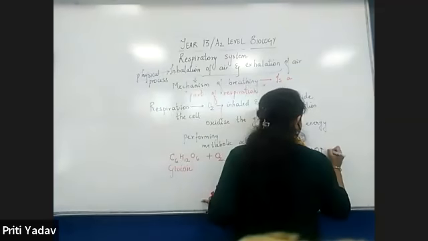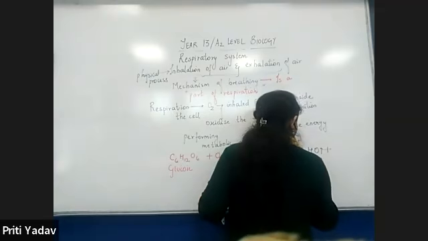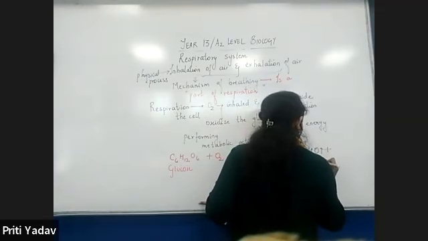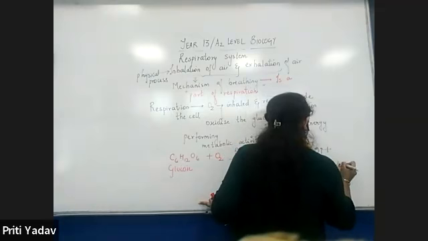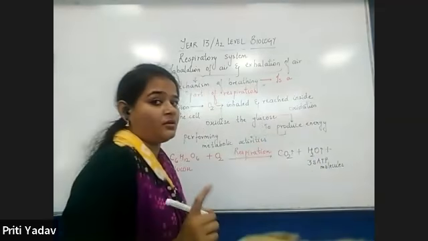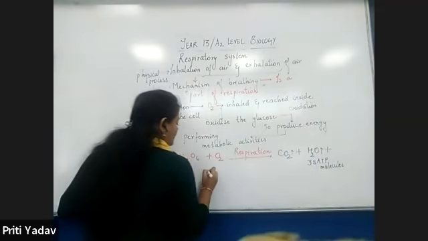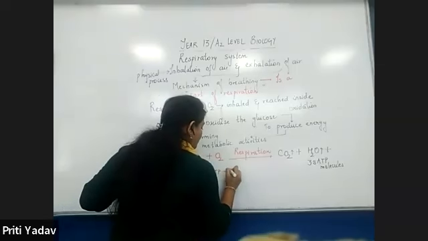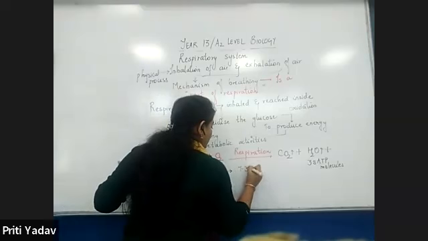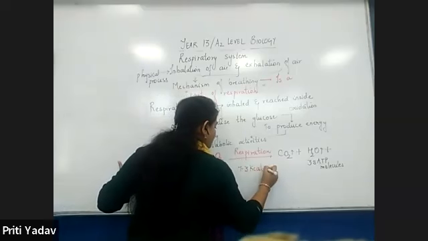And there is formation of 38 ATP molecules, where 1 ATP gives you somewhere around 7.3 kilocalorie energy.